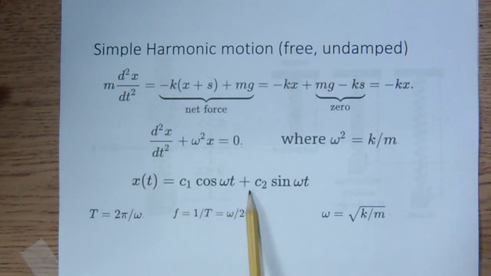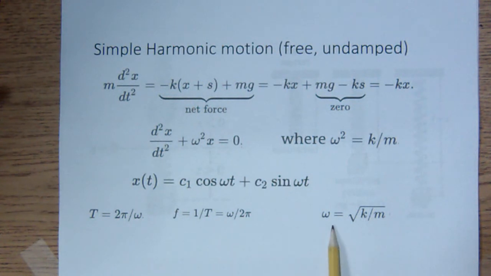We know that that has a solution of x of t is equal to c1 cosine omega t plus c2 sine omega t. And we can have initial conditions associated with this. The period is the amount of time it takes to complete one cycle, and that's 2 pi over omega. There's a quantity called the frequency, which is the reciprocal of the period, that is cycles per second, and that is going to be omega over 2 pi.